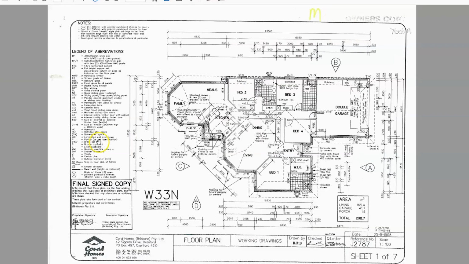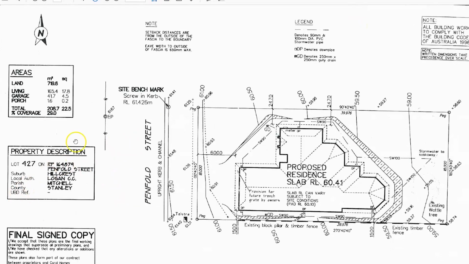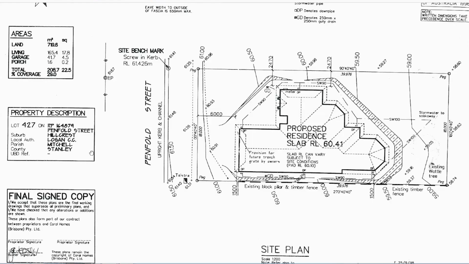So if we have a look at this site plan and we zoom in, down in here we've got a local authority, a parish, and a county name. And that forms part of the RPD, or the real property description.